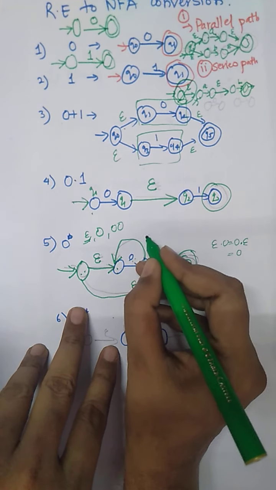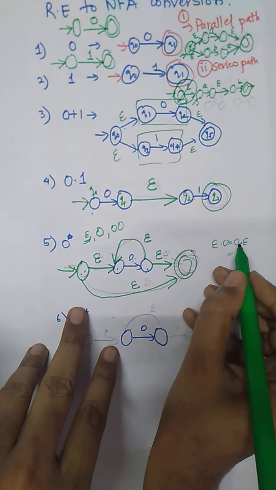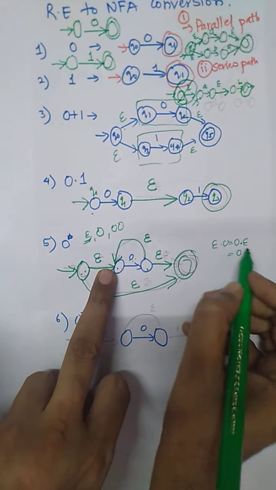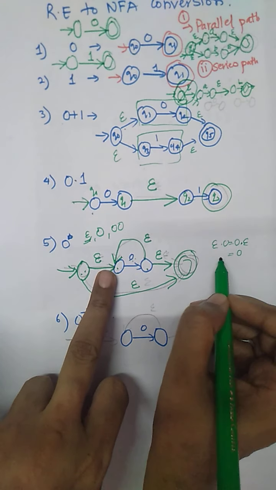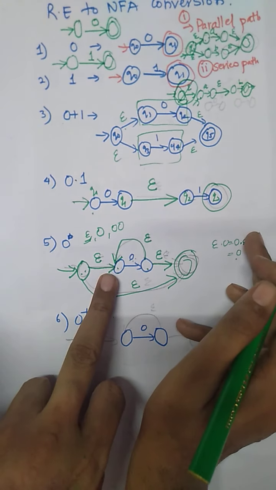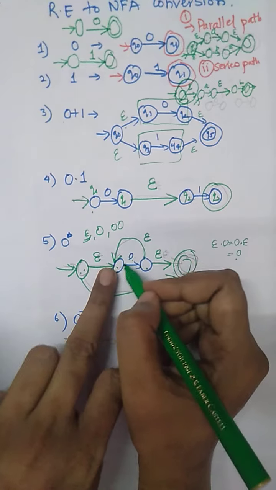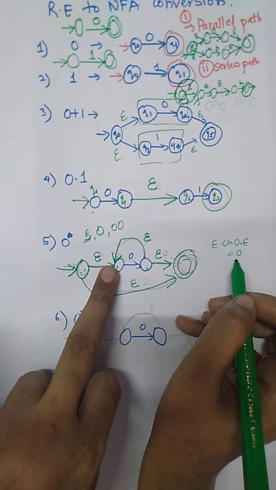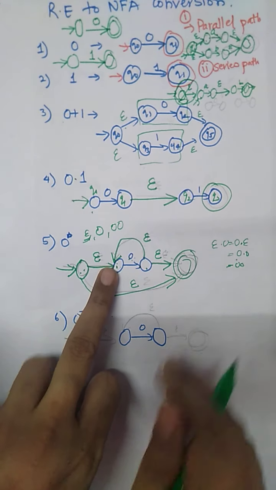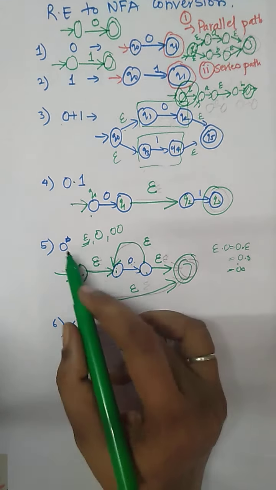Extra arrow, always extra epsilon. Epsilon into 0 is 0, and 0 again into epsilon is 0. That means however many times I read, it is 0. Epsilon into 0 is 0, I reach here. 0 into epsilon, I reach here again, that is 0 only. Now 0 into 0 will be two times 0, and so on. So this is the NFA diagram for zero closure.